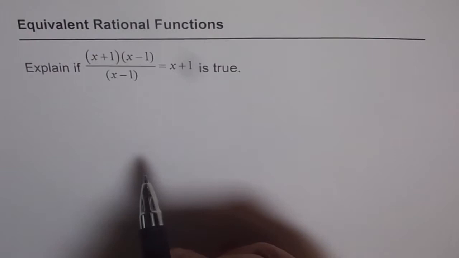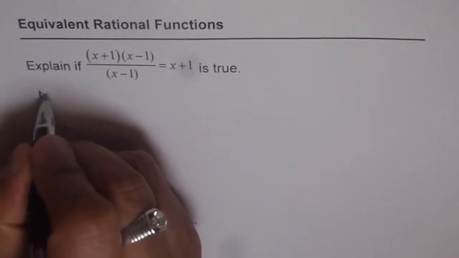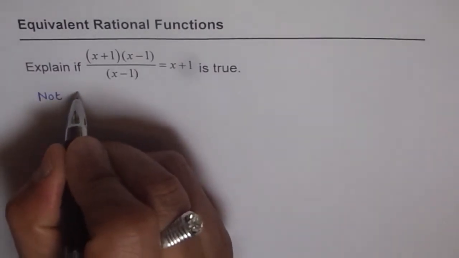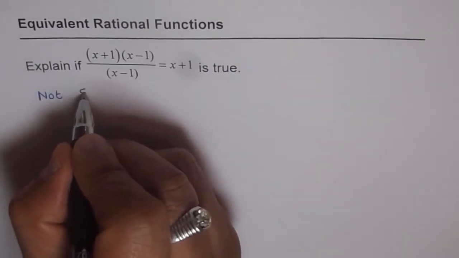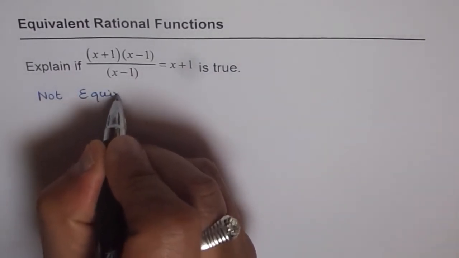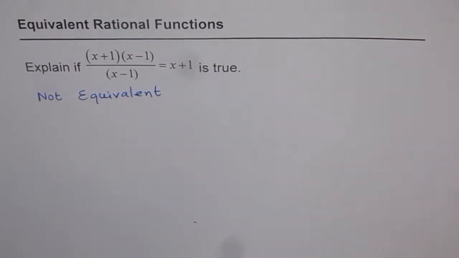Well, the answer is that it is not true. That is the answer. It is not true, or not equivalent. So we can say these expressions are not equivalent. The better word is equivalent. Now why are they not equal? This is what we need to understand now, correct?